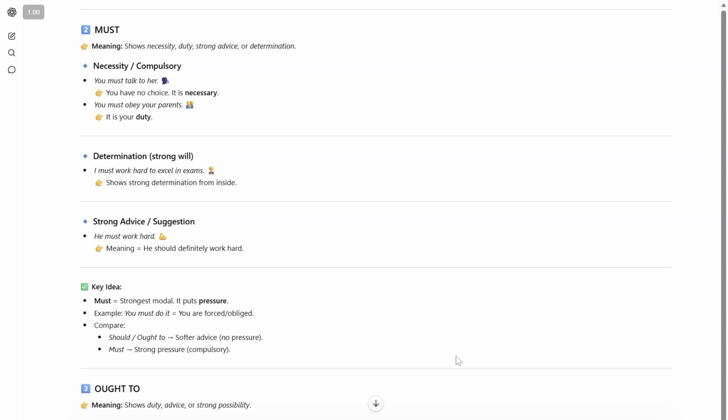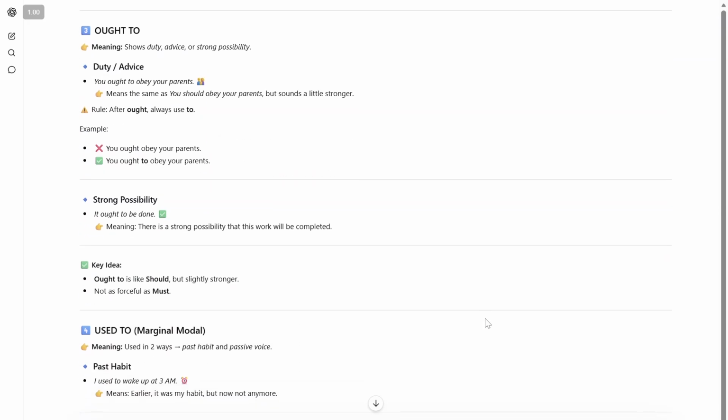Duty, advice: you ought to obey your parents means the same as you should obey your parents, but sounds a little stronger. Rule: after ought, always use to. Example, wrong: you ought obey your parents. Right: you ought to obey your parents. Strong possibility: it ought to be done, meaning there is a strong possibility that this work will be completed. Key idea: ought to is like should but slightly stronger, not as forceful as must.